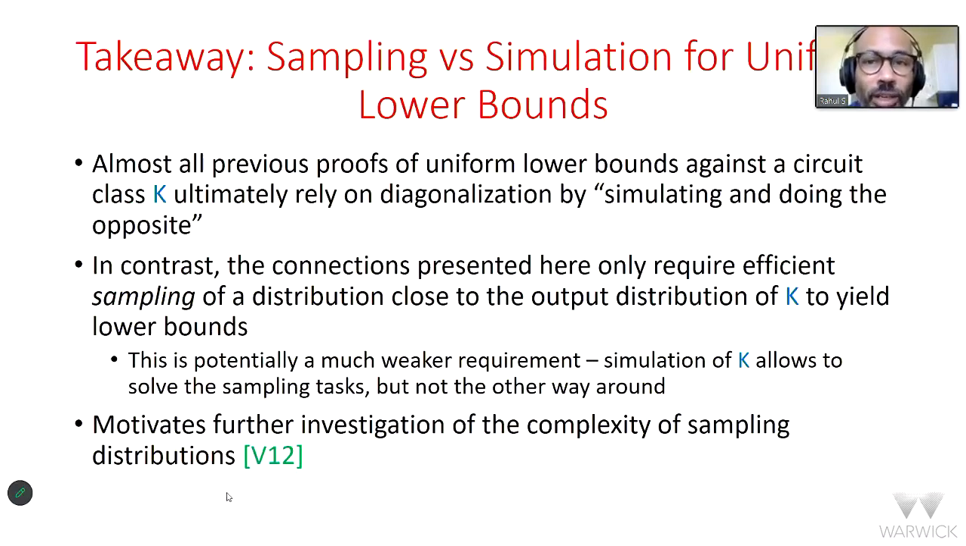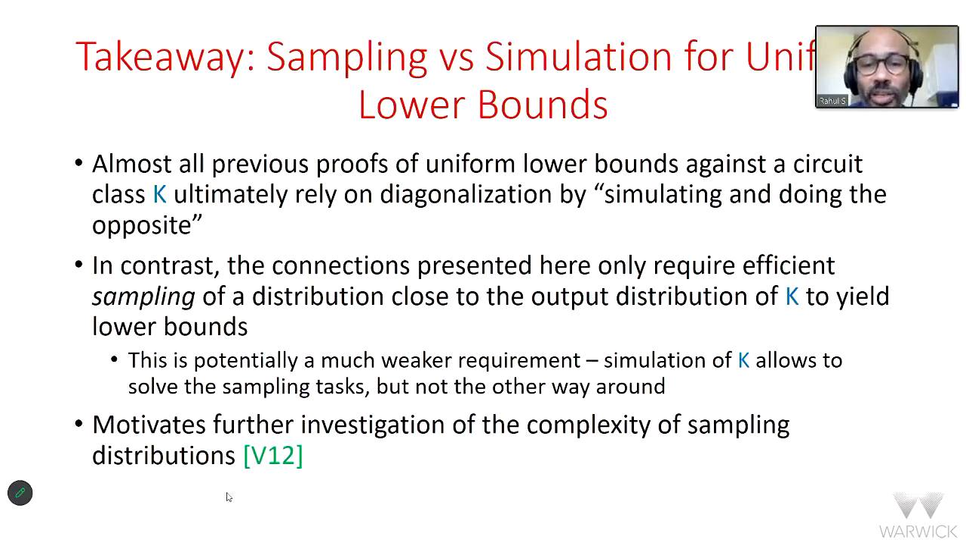Sorry, and just to finish, as a takeaway, or to give some perspective, I'll mention this perspective of sampling versus simulation for uniform classes, and what these new connections might add to understanding. Almost all previous proofs of uniform lower bounds against circuit class K ultimately rely on diagonalization and hierarchy theorems, which work by simulating and doing the opposite. In contrast, the connections that we present only require efficient sampling of a distribution close to the output distribution of a circuit from the circuit class K.